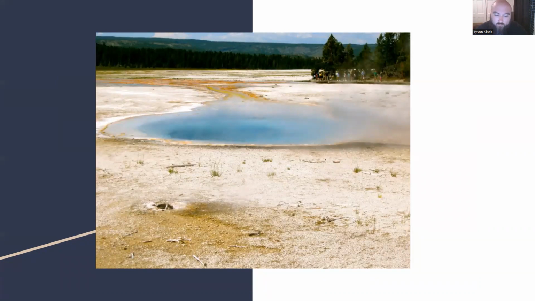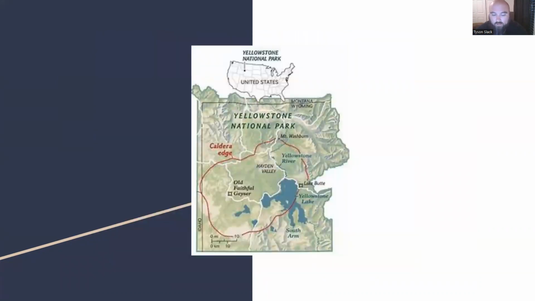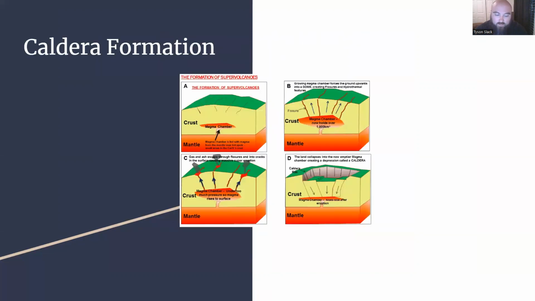So the park is located in the Western United States and was created in 1872 and spans about 2.2 million acres. It is home to a vast array of wildlife and many geological features unique to the area. The reason behind many of these features is the Yellowstone caldera. So the caldera formed during the most recent volcanic cycle about 600,000 years ago.